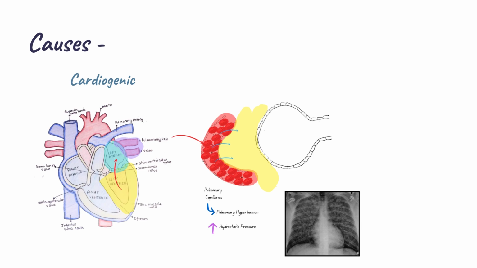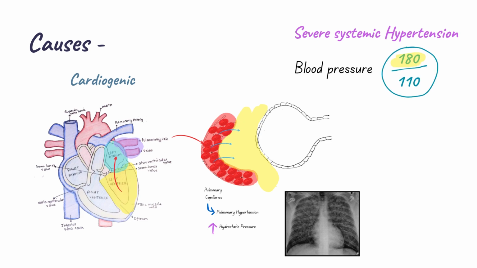Another cardiogenic cause is severe systemic hypertension, specifically a blood pressure that is greater than 180 systolic or 110 diastolic. In this situation, the left ventricle is healthy, but simply can't effectively pump blood in a system with such high afterload. In other words, under conditions with such high systemic pressures. Once again, blood starts to back up in the left atrium, pulmonary veins, and pulmonary capillaries, ultimately leading to pulmonary hypertension and pulmonary edema.